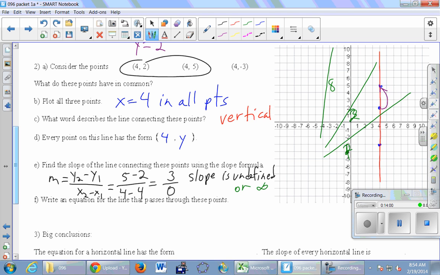Okay, and then finally F, an equation for the line. Well, we've written it before. Which letter was the same for all 3 points? X, and how much was X in this case? 4. So the equation of that line is x equals 4.